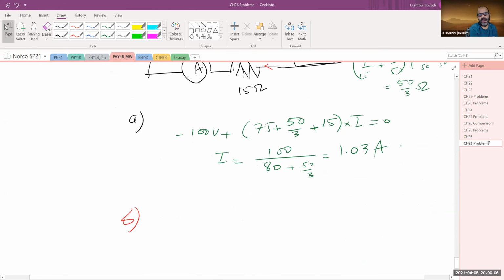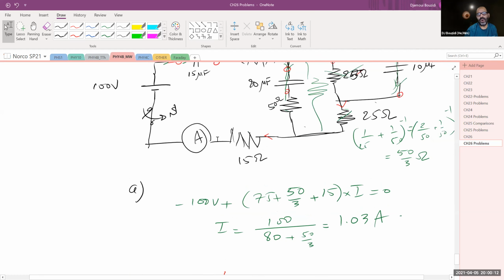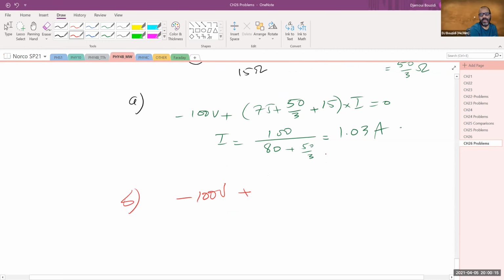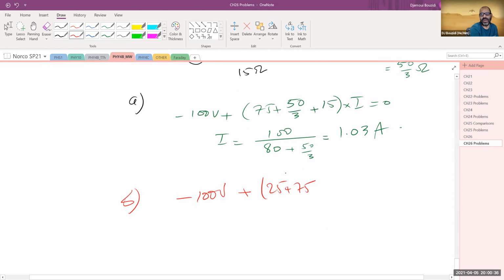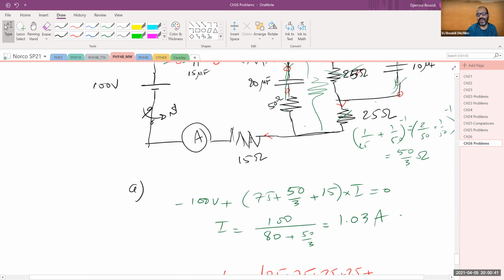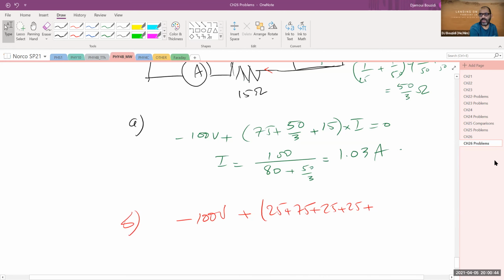So again, I do Ohm's law. I mean, Kirchhoff's rule: negative 100 volts plus, I'm going to go through the 25 ohms plus the 75. Plus, we cannot go through here because there is a capacitor that is fully charged. We wait too long, so now this will be an open circuit. So we're going to come in here. We cannot go through there either. So we're going to come through the 25 plus 25. That's 50. So plus 25 plus 25. Plus the last one sitting in here is 15 ohms. The whole thing times the new I.